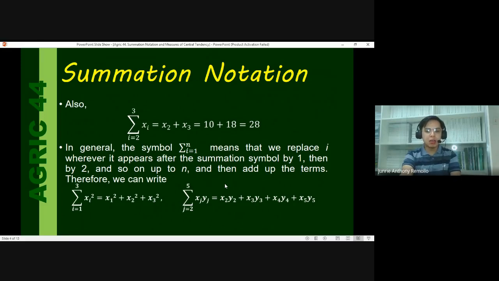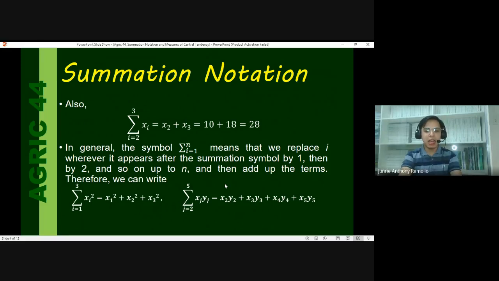Therefore, we can write, given this first equation, the summation of xi squared wherein n is equal to 3 and i is equal to 1, is equal to x1 squared plus x2 squared plus x3 squared. So what if we change i equal to 1 to 2 and n is still 3? Then the summation of xi squared wherein n is equal to 3 and i is equal to 2 will now become x2 squared plus x3 squared.